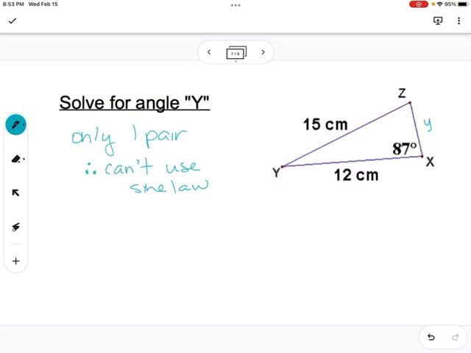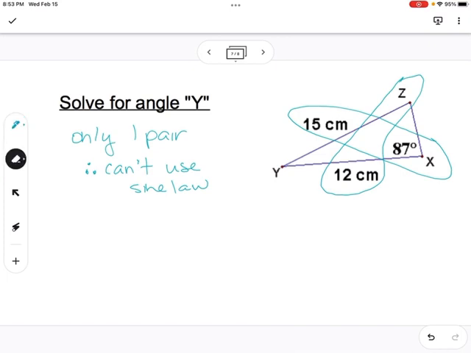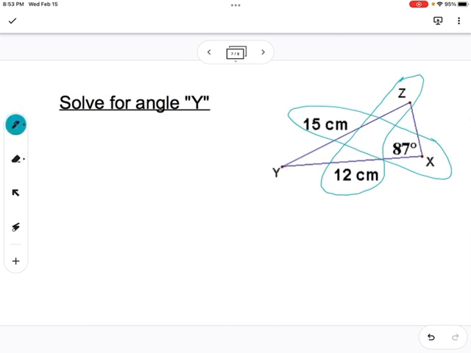Okay. Now, let's rephrase this question. What could we find the angle to? So we have this pair here, and we have this side, the 12 centimeters, and it matches up with angle Z. So we actually have a second pair here that we can use. So if we rephrase the question, and we want to solve for angle Z instead, we're going to scratch this.